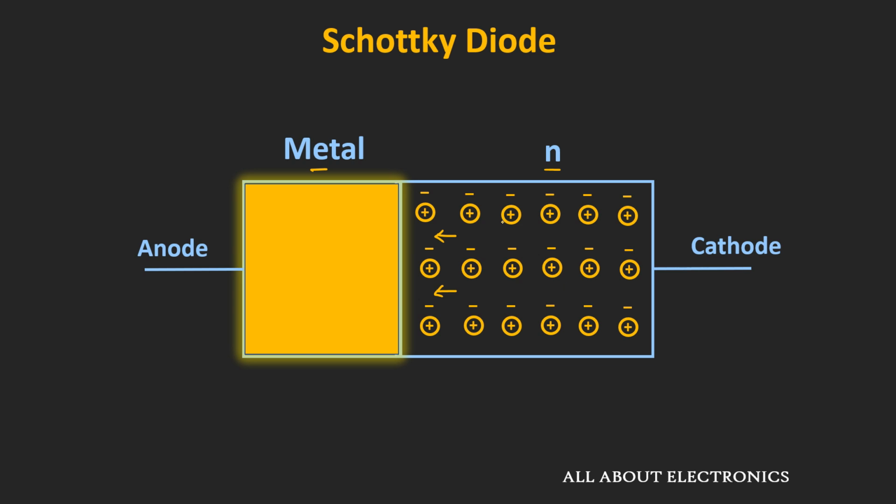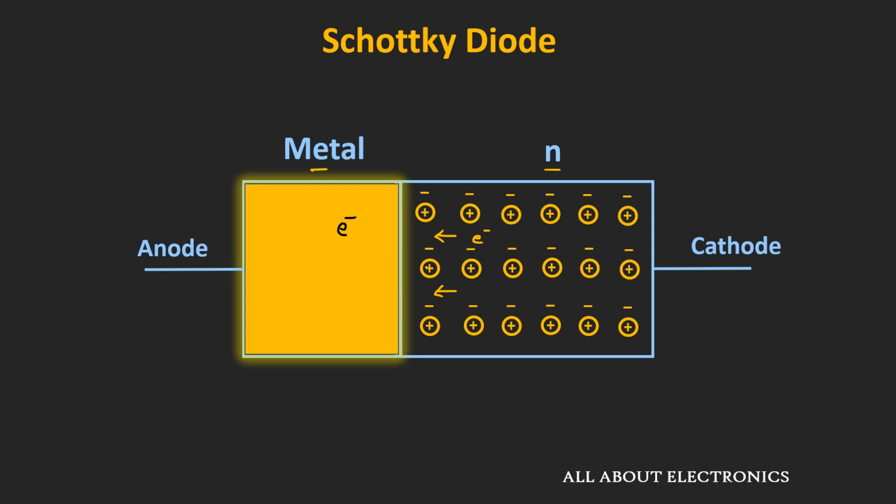Now once the electrons from this N-type material enter the metal, they still remain majority carriers. So the Schottky diode is unique in the sense that the flow of current is only due to the majority carriers, or in other words, it is a unipolar device.